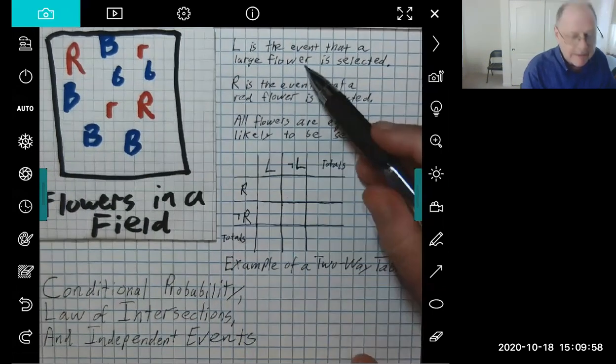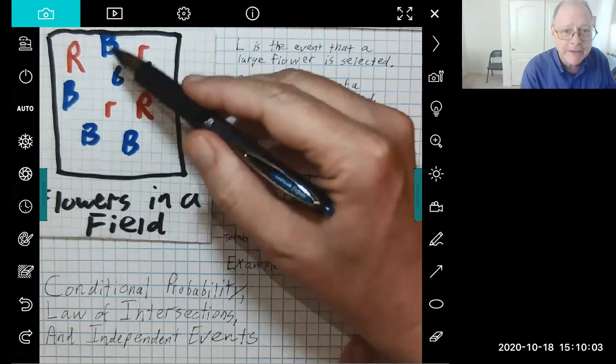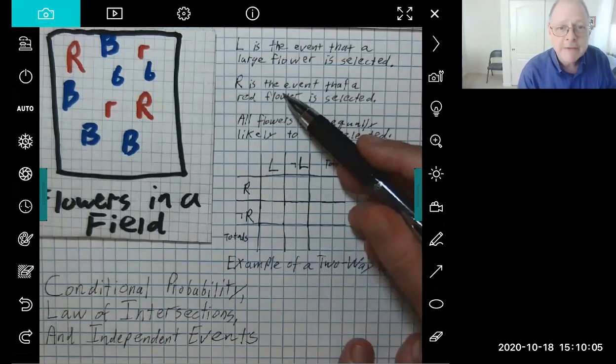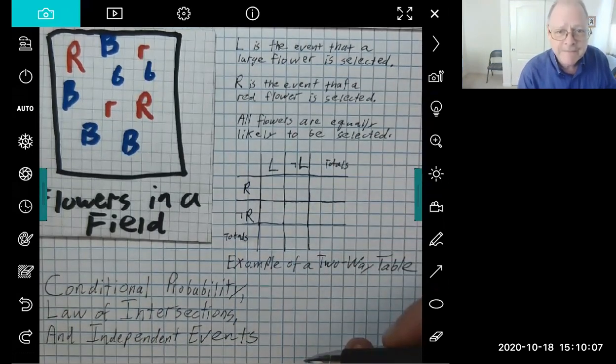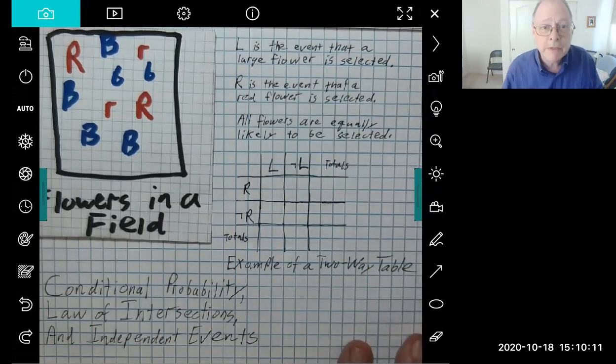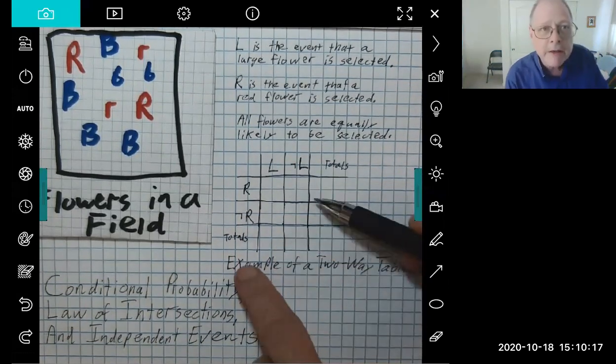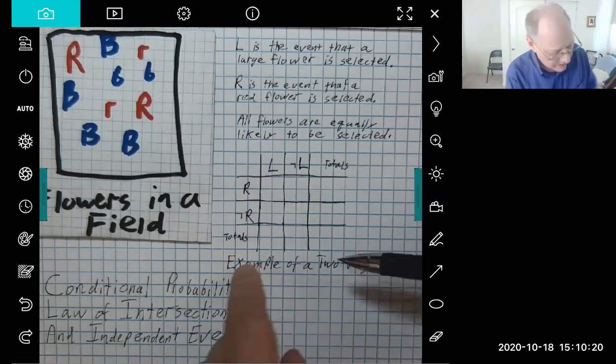L is the event that a large flower is selected, or you can think that L is the set of large flowers. R is the event that a red flower is selected. And the model we're using is that all the flowers are equally likely to be selected. Now this figure that I've drawn here is called a two-way table.